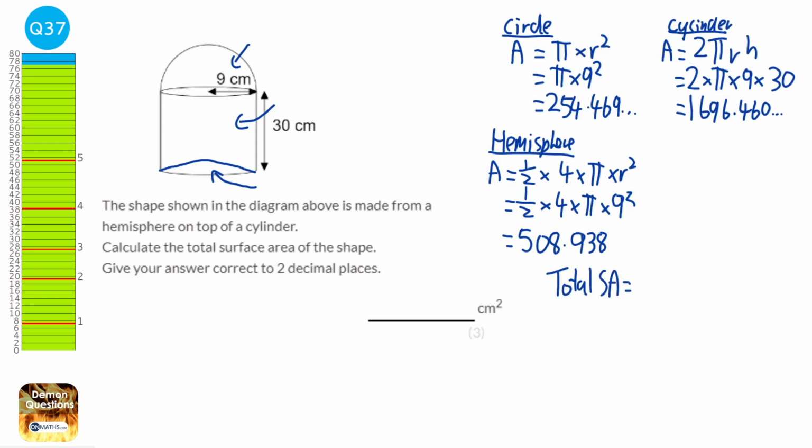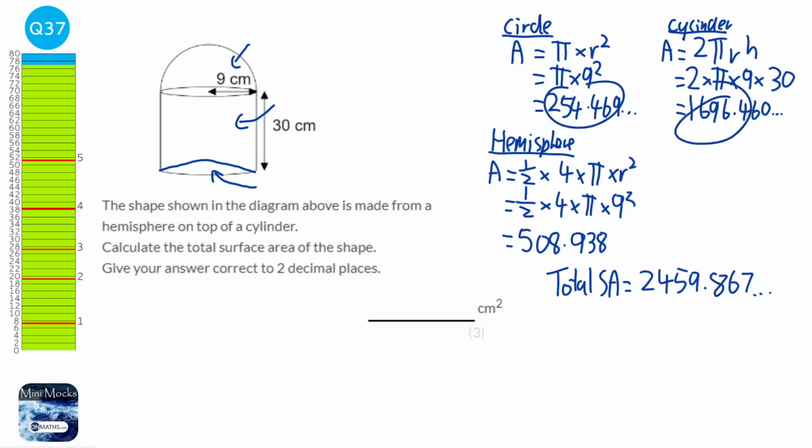And so the final thing is to work out the total area, so total surface area. And we're just going to add up all these numbers together. So we add up the 254.469, the 1696.460, blah, blah, blah, and the 508.938, blah, blah, blah. And we get 2,459.867, blah, blah, blah.